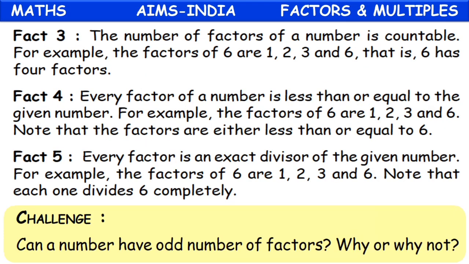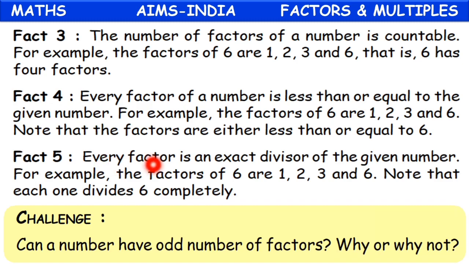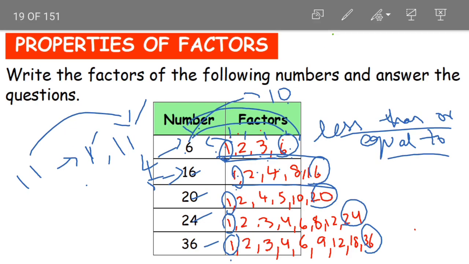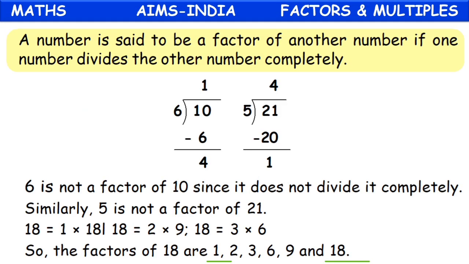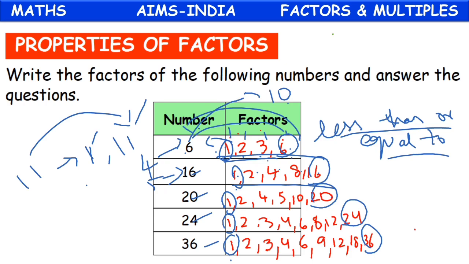Next, fact 5. Every factor is an exact divisor of the number. For example, the factors of 6 are 1, 2, 3 and 6. Note that each one divides 6 completely. What are they saying? Every factor is an exact divisor of the given number. Yes, what is a factor? A factor is a number that divides another number completely. So every factor divides another number completely. That is why it becomes a factor, children. If it does not divide the number completely, it cannot be our factor.